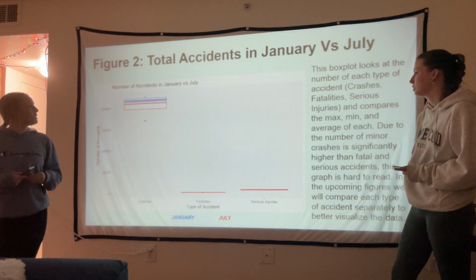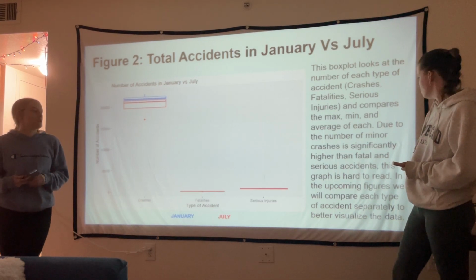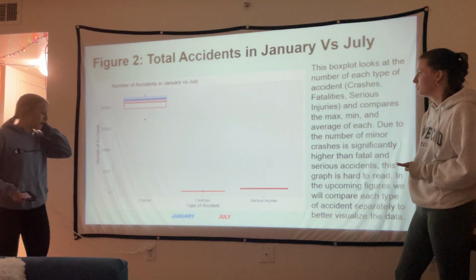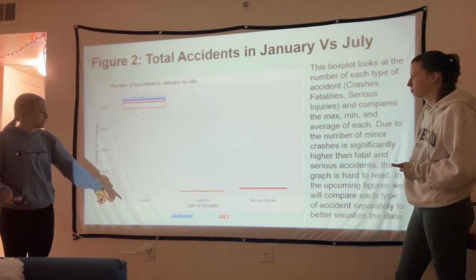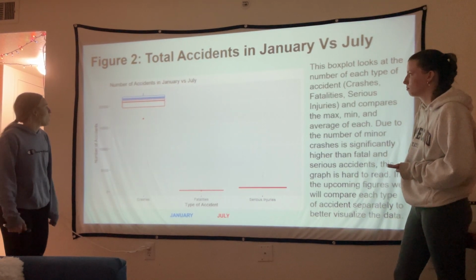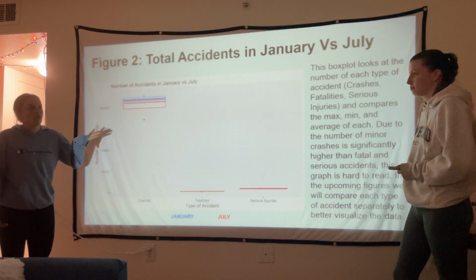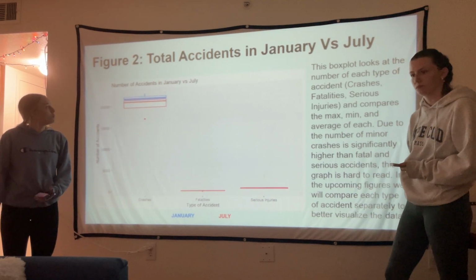So our second figure was the total accidents in January and July for all the years. As you can tell, the crashes are so much higher, so you can't really tell the difference in the fatalities or serious injuries. But this is to kind of show all three categories in the 2 months.